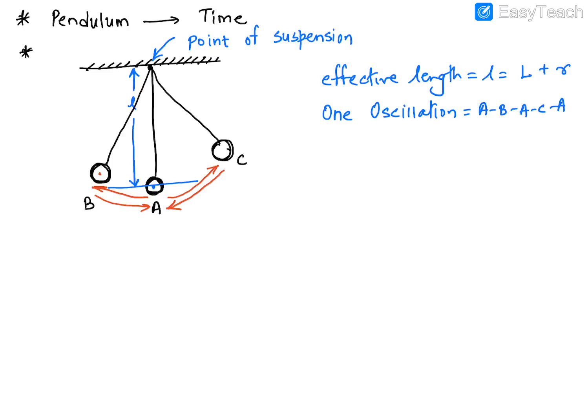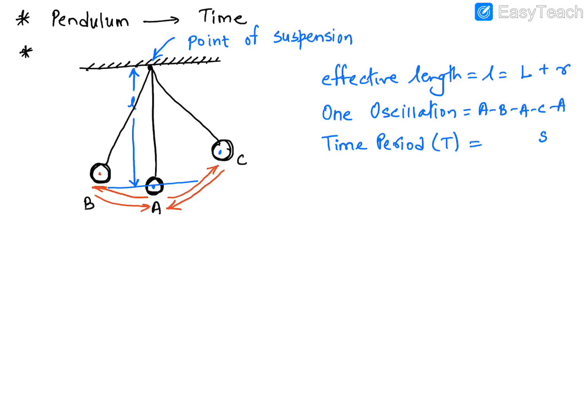Next thing is what do you mean by time period? Now, what do you mean by time period? So, the symbol for time period is capital T, and the unit in which we measure it is what? Second.